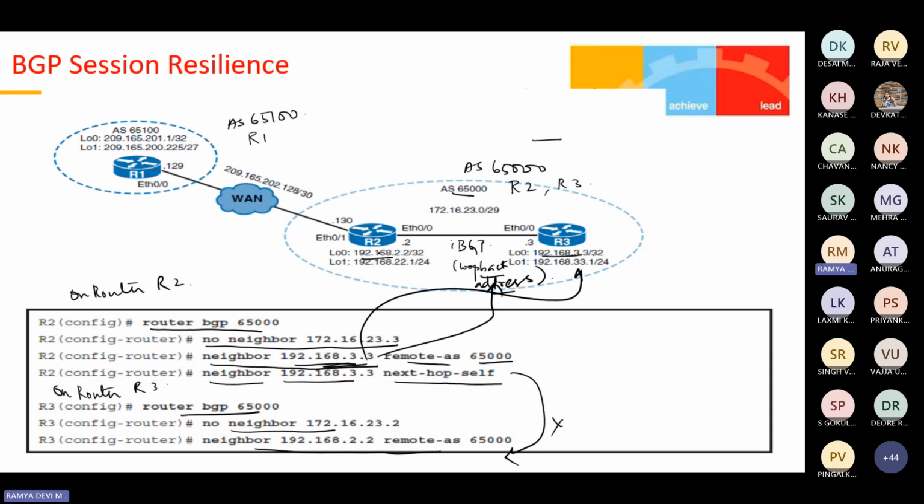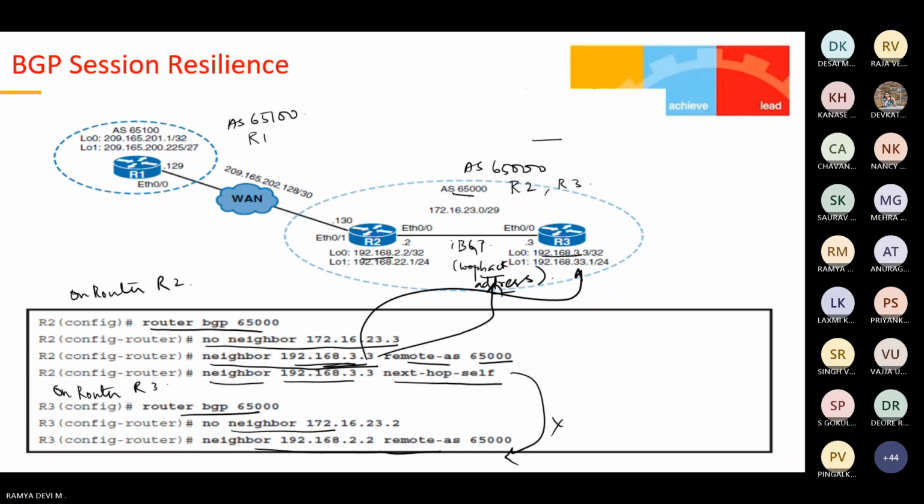So what is the purpose of doing the next-hop-self? This will avoid routing problems. If R2 is advertising certain information, it will tell itself as the next hop, so that if R3 wants to reach R1, R2 will be considered as the next hop, or else it becomes unreachable. In order to avoid that, next-hop-self is given here. By replacing physical IP peering with loopback peering, the BGP session becomes more resilient.